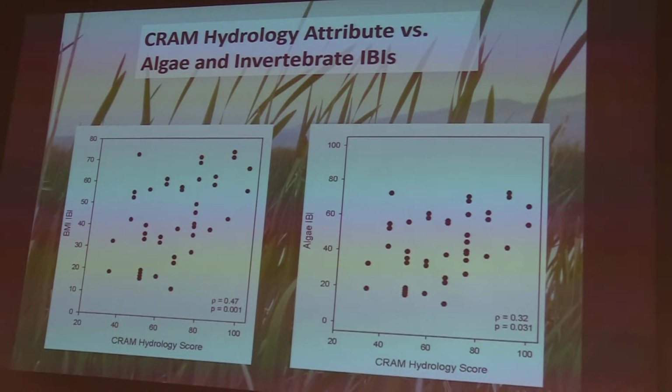So the hydrology attribute, for example, was also correlated with both the algae and the bugs. This is interesting to me, especially because, you know, hydrology measures things in CRAM. There's an emphasis on kind of watershed stressors and watershed land use, the area that is draining to the depressional wetlands in this case. And so it shows that the bugs and the algae are really responding to some of those same watershed stressors.